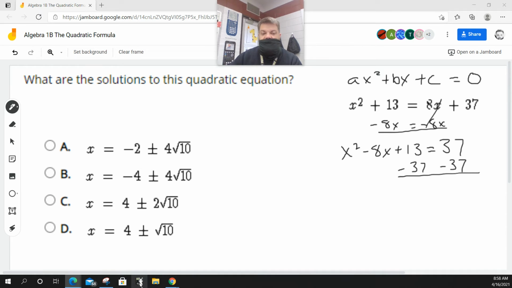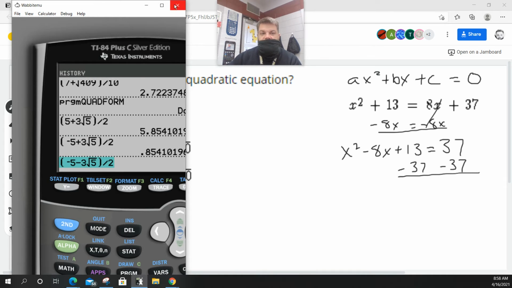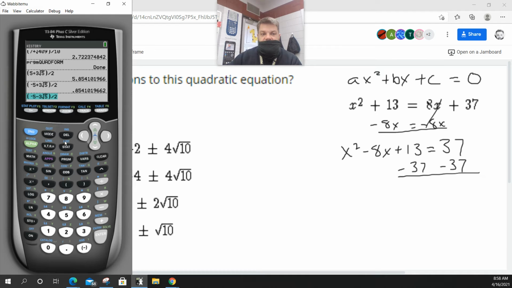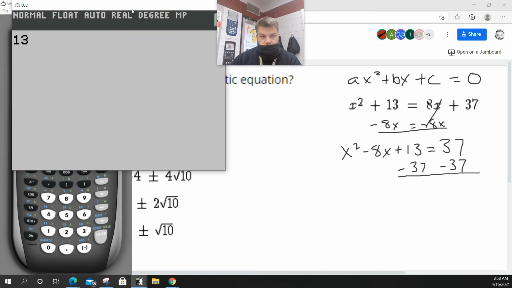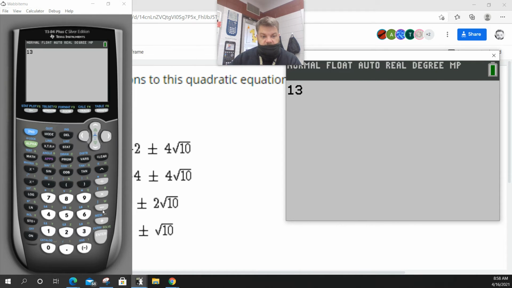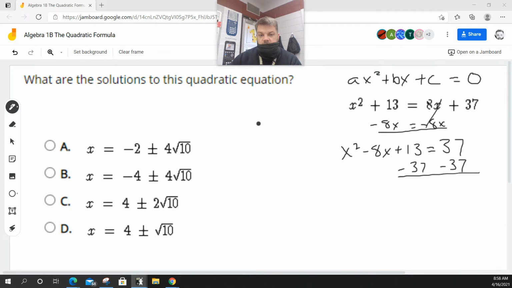Again, I'm going to subtract 37 from both sides. Oh man, that's too much math for me to do in my head right now. It's first thing in the morning. So I'm going to pull up my handy dandy calculator and I'm going to say 13 minus 37. Well, maybe I am. Let's clear this whole thing out. 13 minus 37. Oh, it's negative 24. Of course it is.